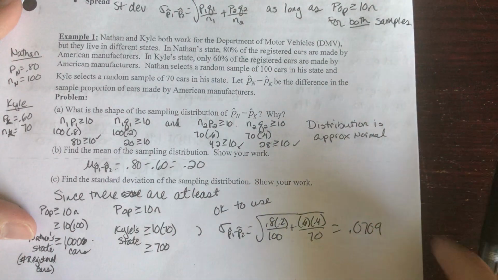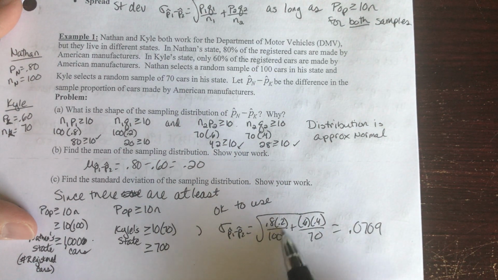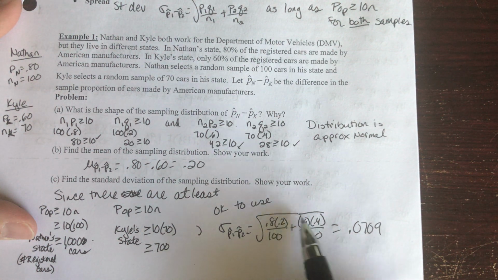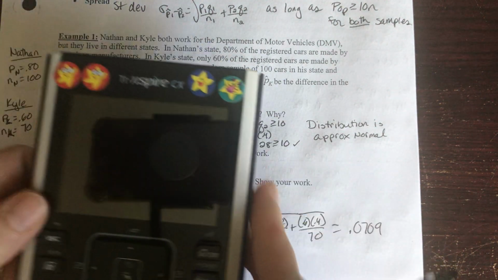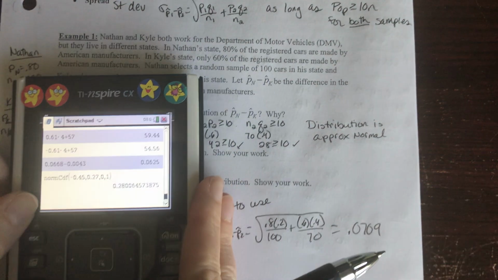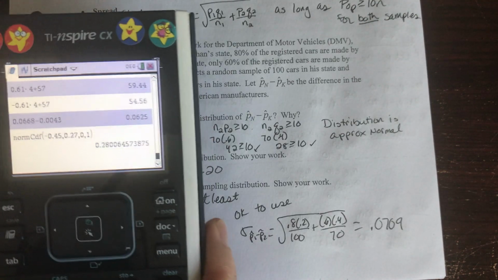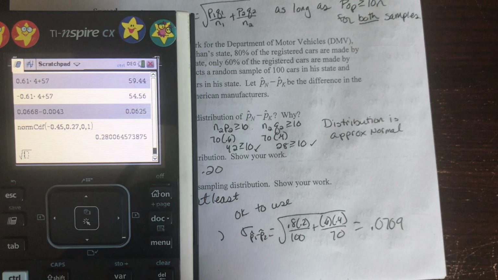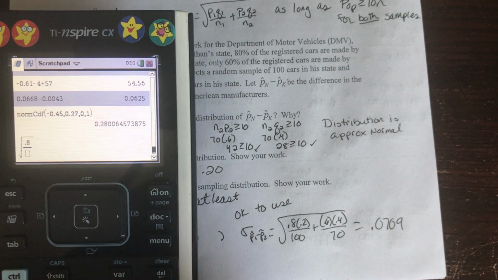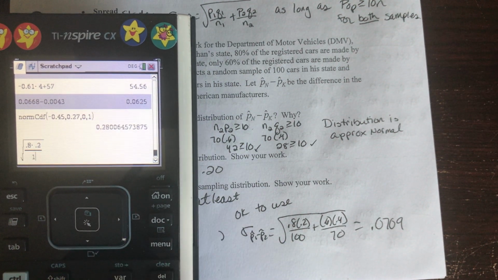So you're going to have this guy for Nathan plus this guy for Kyle, right? P times Q over the appropriate N. Make sure you practice plugging it in. Got some old practice problems in there of other stuff, so we're going to do square root inside. We're going to do a fraction. We're going to do 0.8 times 0.2 over 100.